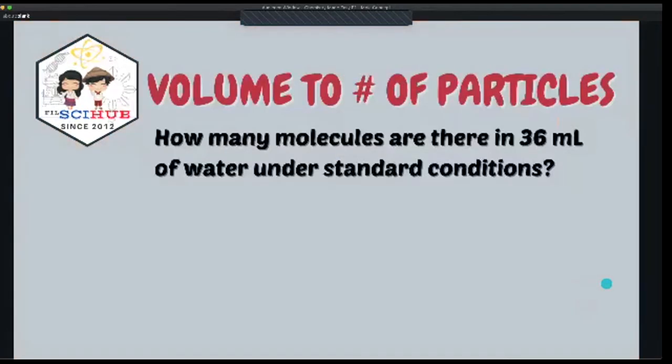All right. Ito naman, volume of a substance to the number of particles. So, question is, how many moles are there in 36 ml of water under standard conditions? So, ang dami na, there's a lot of things to unpack here. So, 36 ml of water. So, you're given volume. How do you convert volume to mass? So, dito, kailangan kayong gumamit ng density, and that's the reason why nagbigay sila ng condition under standard conditions.